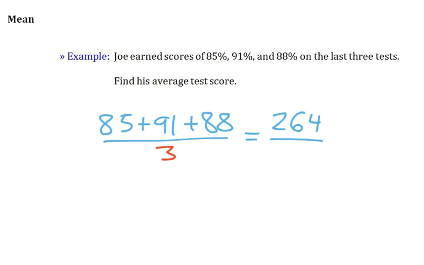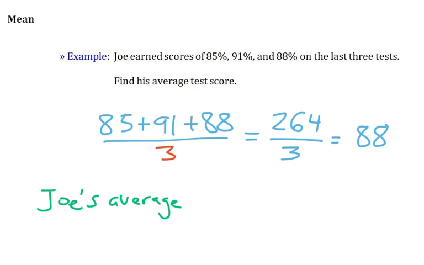If I sum 85, 91, and 88, that comes to 264. If we divide 264 by 3, we get 88. And in context, what this value means is that Joe's average test score is an 88%. This is something I'm sure you will find handy in classes and other contexts as well. So that's a little bit about the mean.